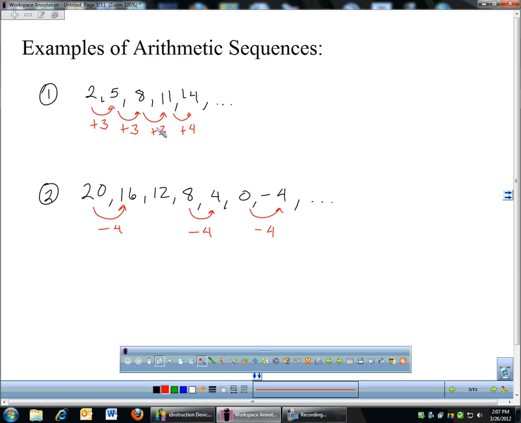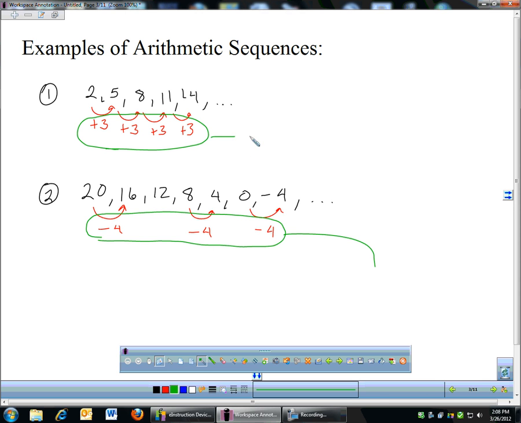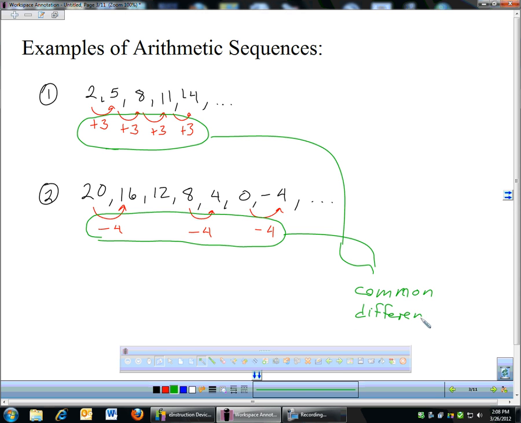The number that you either add or subtract, in this case positive 4, where'd that plus 4 come from? Let's fix that. There we go. In these cases, the number that you are either adding or subtracting to get to the next term is referred to as the common difference. The common difference is what those numbers are. And we'll refer to the common difference as simply d. It's whatever you're adding or subtracting to get to the next term.